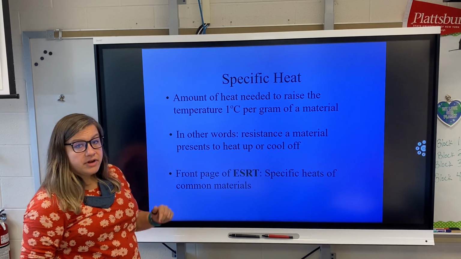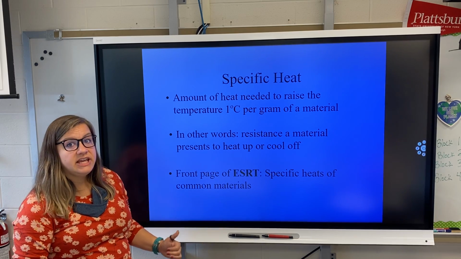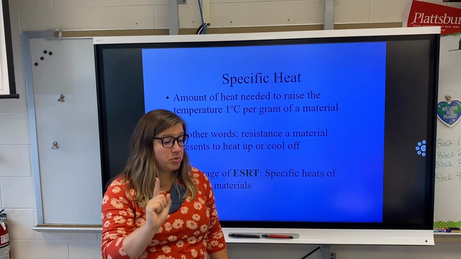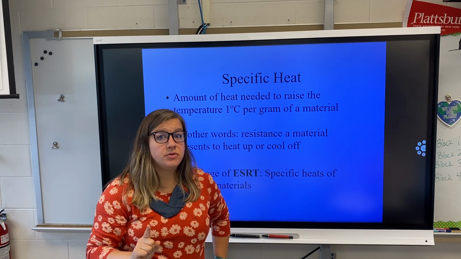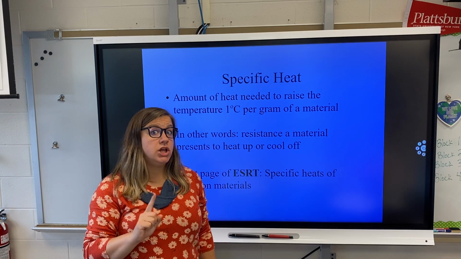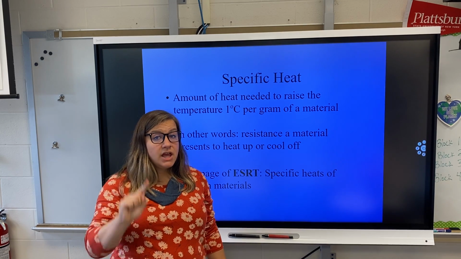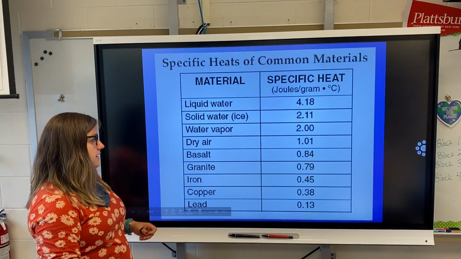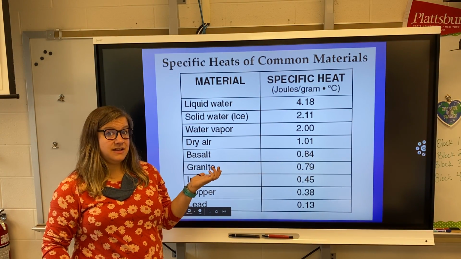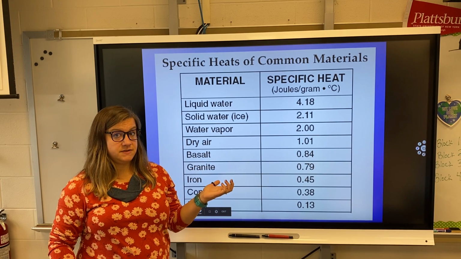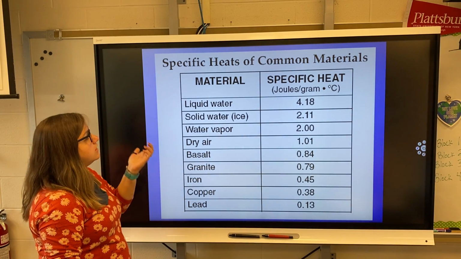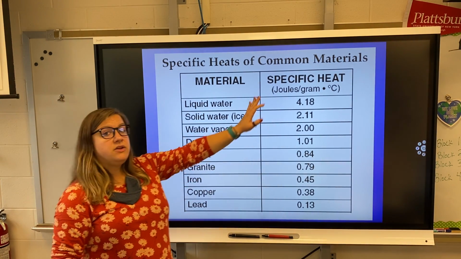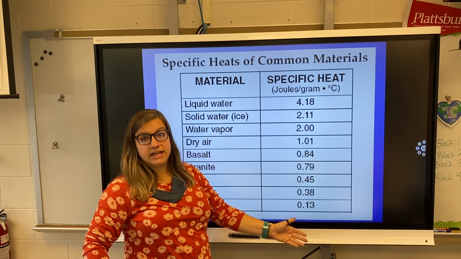So the front page of your reference tables, you're going to have the specific heat chart. You should take out your reference tables right now, pause the video, get out your reference tables or check it out on the internet and look at the first page. You need to find specific heat. It looks like this. Find it in your reference tables. You can see here that you have a whole list of materials, and then you have the specific heat that it takes to heat it up.